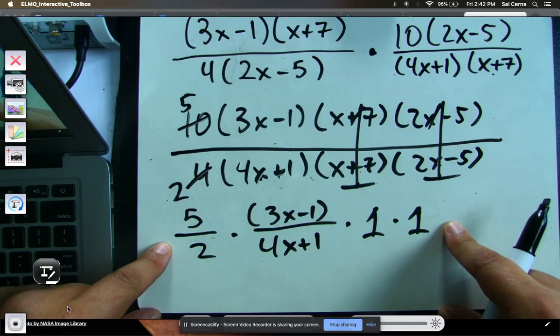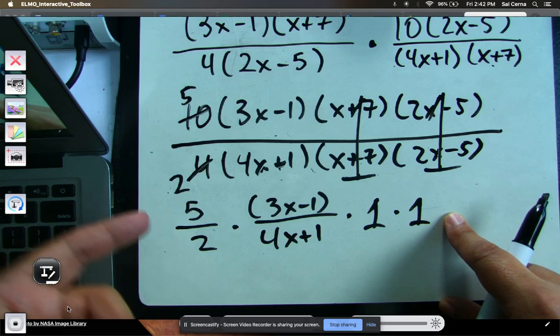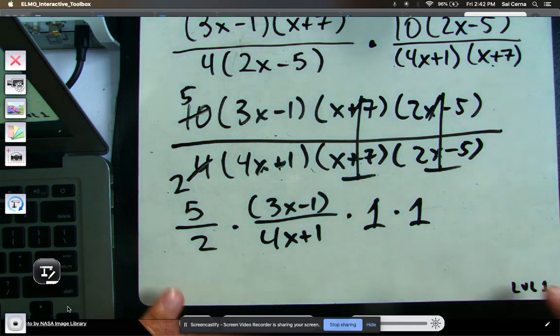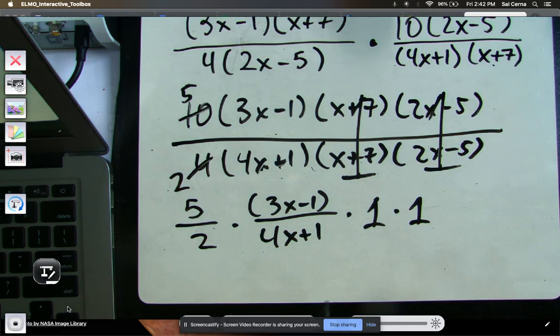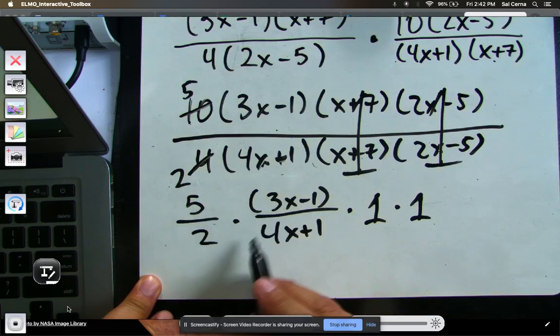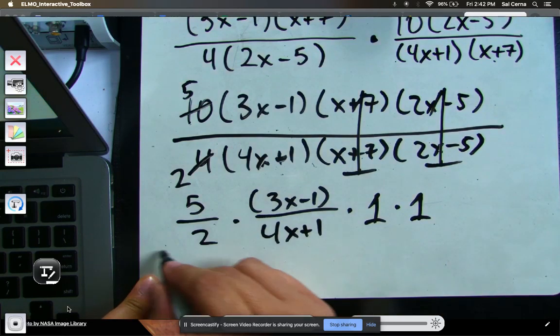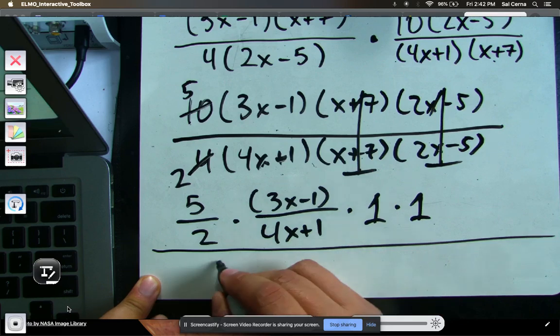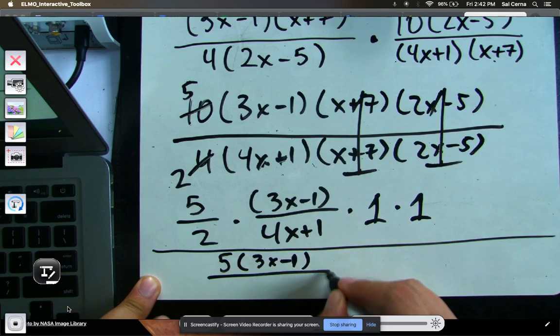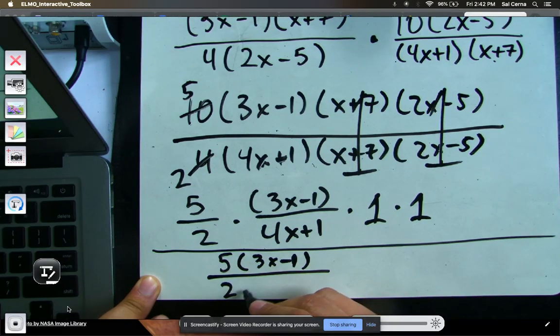From here, now all I got to do is multiply across. If I can simplify further, I'll do it. If not, I finalize my answer and I write down my parameters. What are the real numbers x cannot equal? So I notice that nothing else can simplify, so I'm left with, and I'll do this little underline, the product of 5 times 3x minus 1 divided by the product of 2 times 4x plus 1.